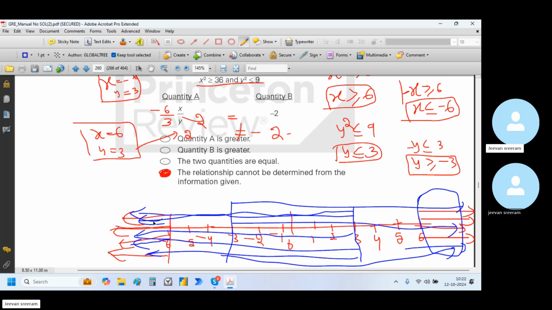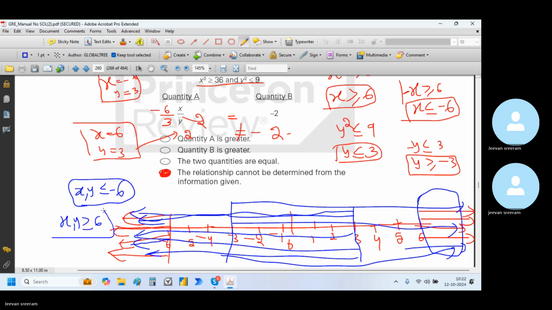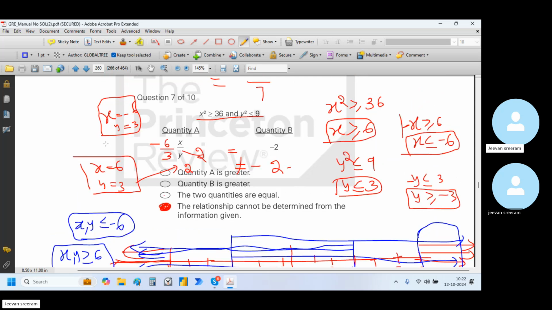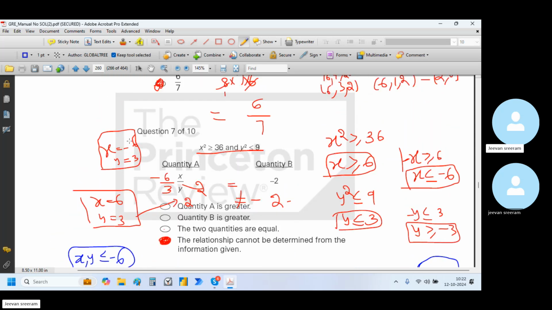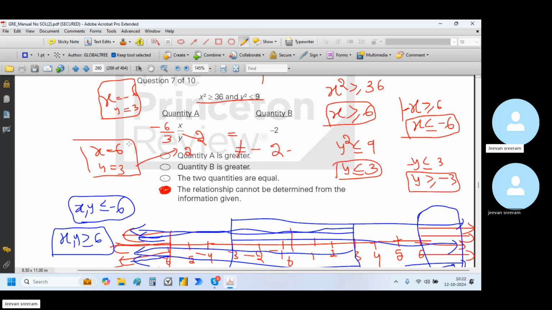Whatever value you take beyond, I mean lesser than minus x, for both x and y, less than or equals to minus 6, and also this is the common region. The same x and y must be greater than or equals to 6. So I took the values like this: x is minus 6, y is equals to 3.